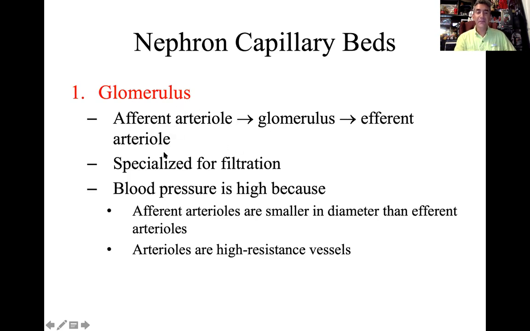The glomerulus is specialized for filtration. It's a relatively high pressure system, high for capillaries, right? So the glomerulus is a capillary bed, right? Try to keep track of that, right? So the glomerulus is a capillary bed, and it is going to be fed by arterial blood and drained by the arterial system as well. So specialized for filtration, assisted with high blood pressure.